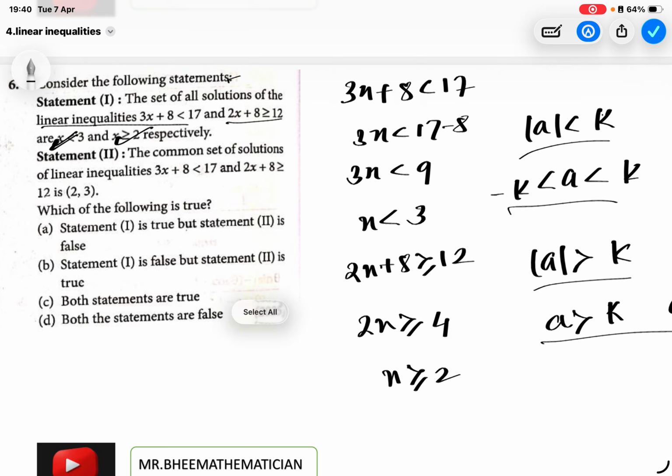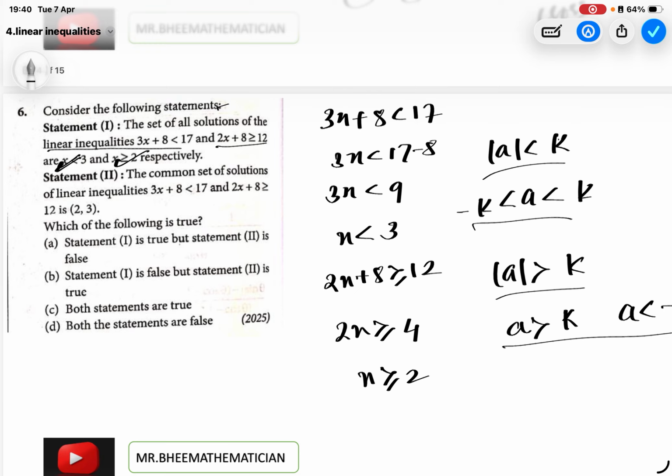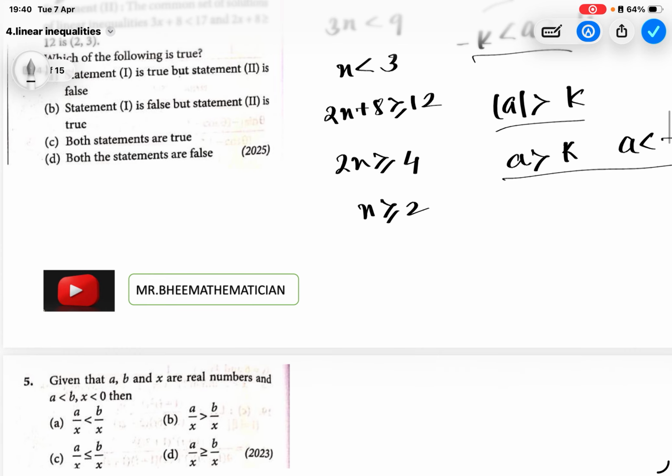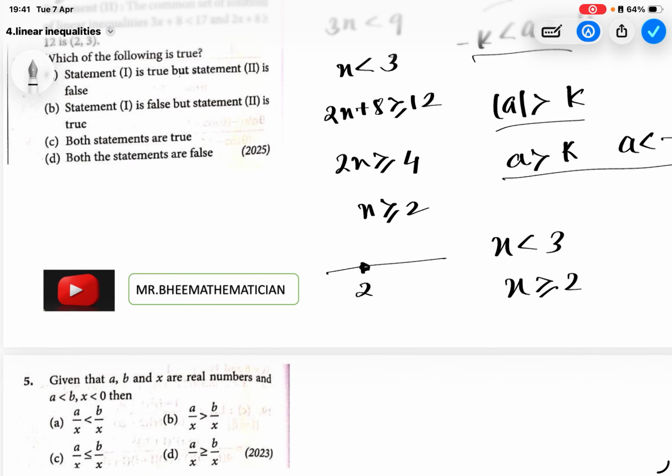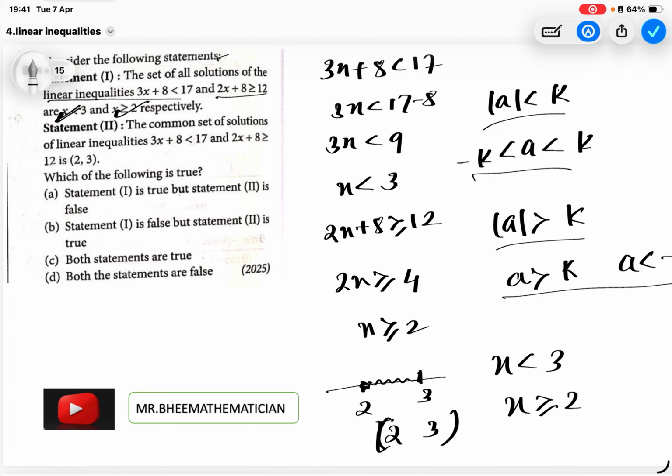Statement 2: the common set of solutions of the linear inequalities 3x plus 8 is less than 17, 2x plus 8 is greater than or equal to 12 is 2 to 3. The common set of solutions, okay, what are the solutions? x less than 3 is one solution. Another solution, x greater than or equal to 2 is the solution. On the real number line, it means greater than or equal to 2 and less than 3. So the common solution will be only this much, 2 to 3. 2 is closed, 3 is open. 2 is closed, 3 is open, so it is closed on 2 and open on 3.